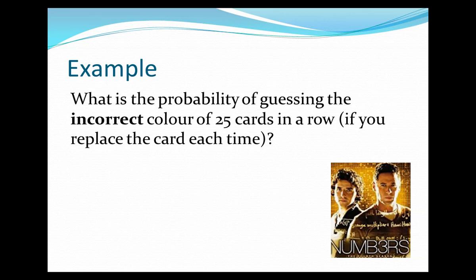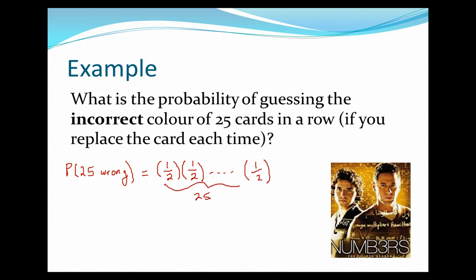The probability of getting 25 of these colors wrong, and remember, in a deck of cards, you have red cards and you have black cards. So the probability of getting one of the card colors wrong is a half, and to get the second card, the probability of getting it wrong is a half, and we have to do that 25 times, which would be quite a lot to write out.